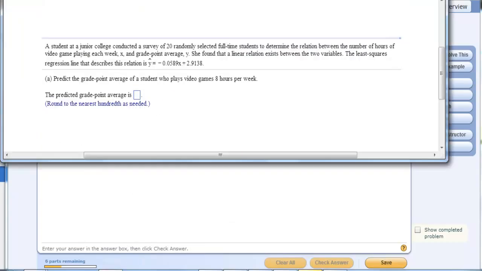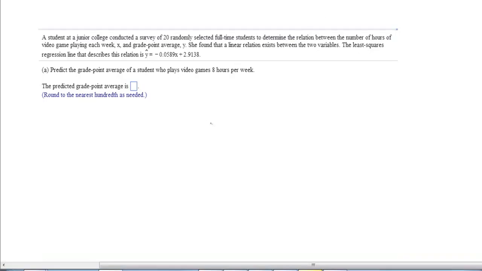I'll be able to write on this. So we know that X is the number of hours of video games they play each week. And so we'll replace our X value in our equation with 8 hours per week. So we have Y hat equals negative 0.0589, and instead of writing the X, I'm going to replace it with 8. So we'll multiply it by 8 and then plus 2.9138.